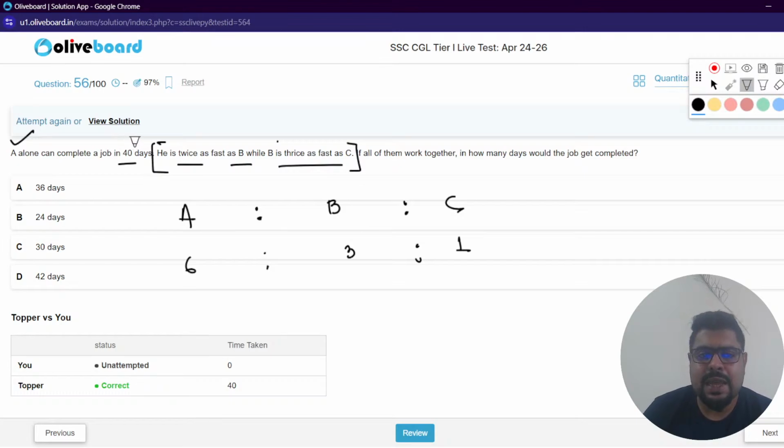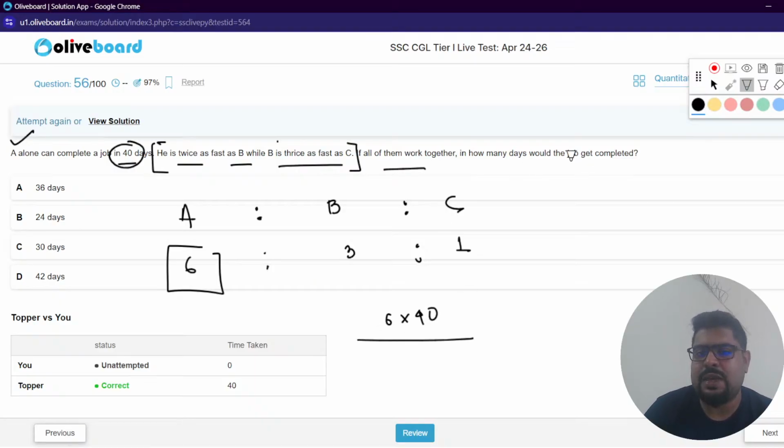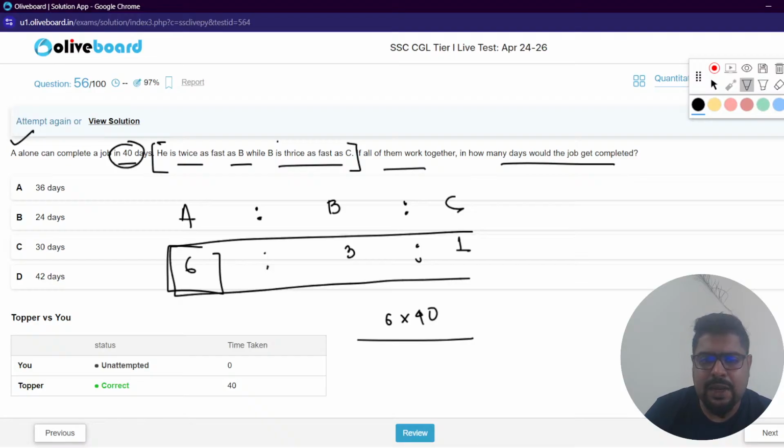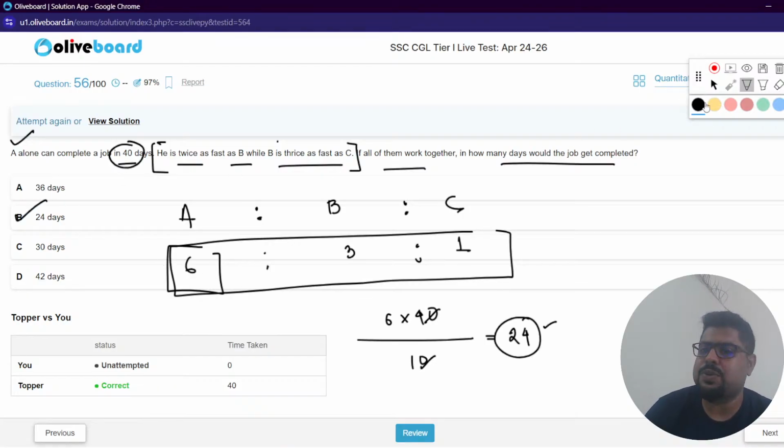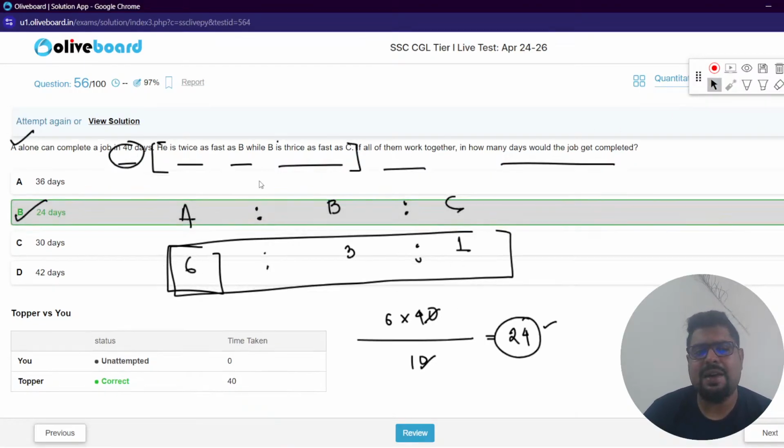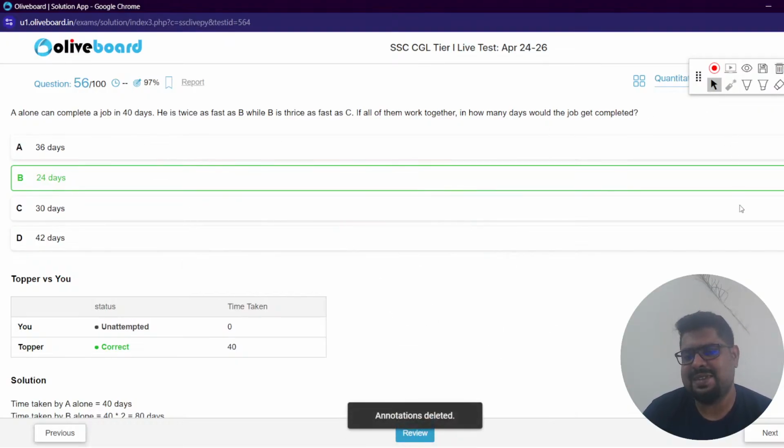Total work is what? A alone can do this in 40 days. So 6 units every day into 40 days. This is total work. If all three work together, they can do it in how many days? If all three work together, they are doing 6, 3, 1, meaning 10 units every day. So they can do the whole work in 24 days. Done and dusted. Option B is the answer. Again, a very simple question, sir.